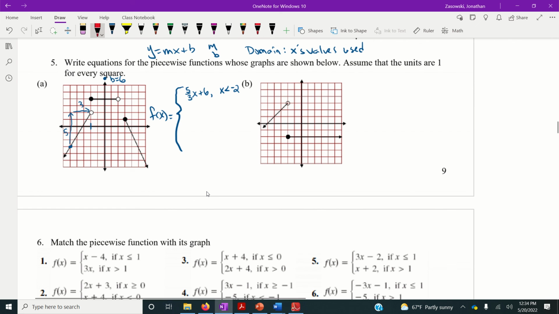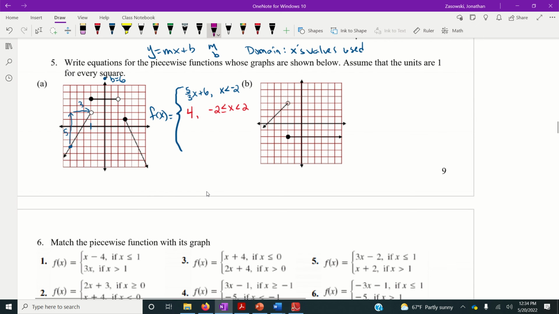Okay, second function is a straight line. This is horizontal, so this is just a y equals graph. It's got a slope of 0, and it crosses through the y-axis at 4. So we're just going to write down 4. That's it. Okay, and this goes from -2 to 2, and it includes -2 but not 2. So it should be -2 is less than or equal to x, which is less than 2.